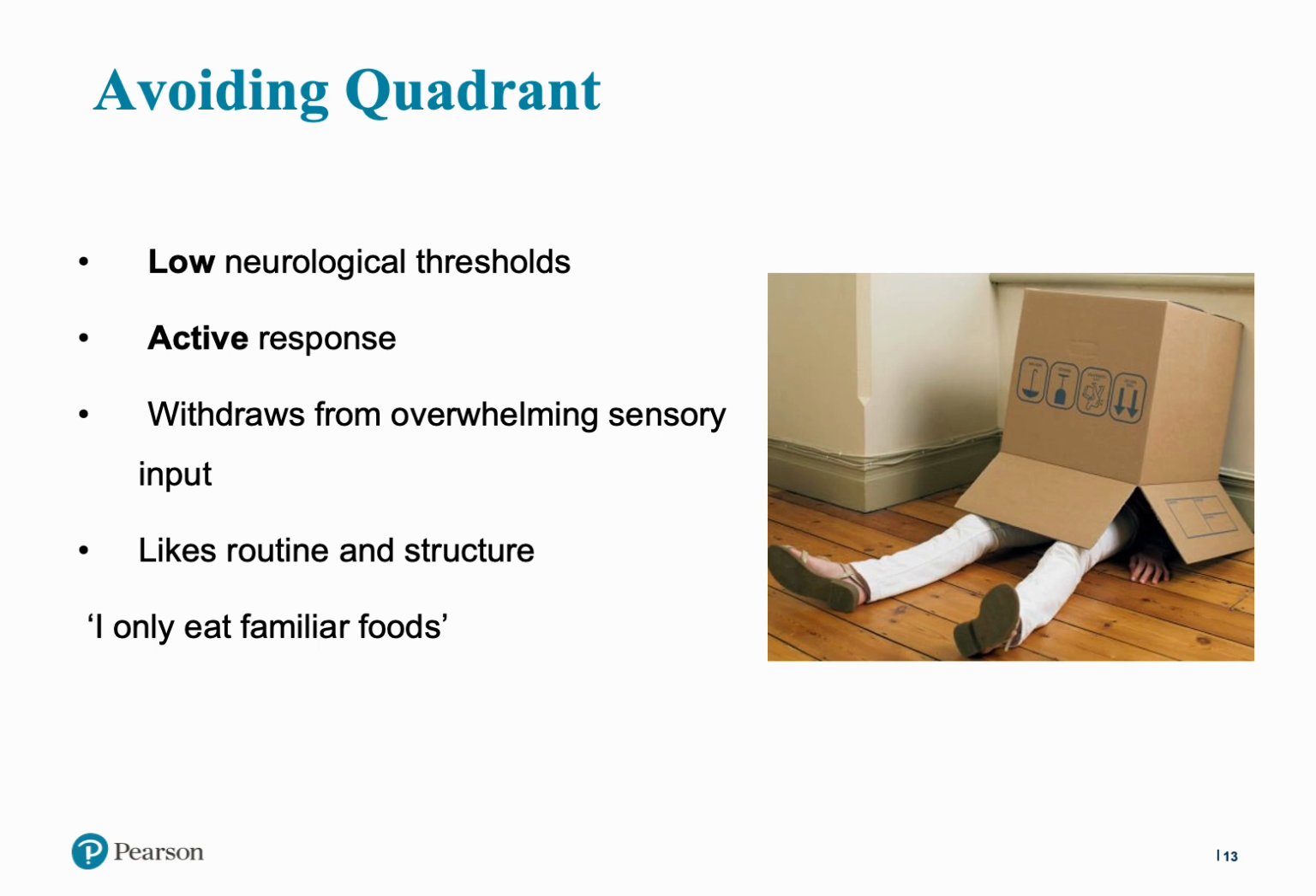The avoiding quadrant is a low neurological threshold again, but they have that active response. So you'll find that they withdraw from overwhelming sensory experiences. These people tend to like routine and structure, so they know exactly what to expect. And like the example here, they tend to eat more familiar foods and like to stick to a specific structure in their day.